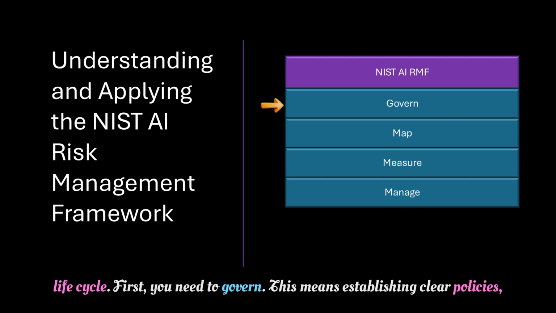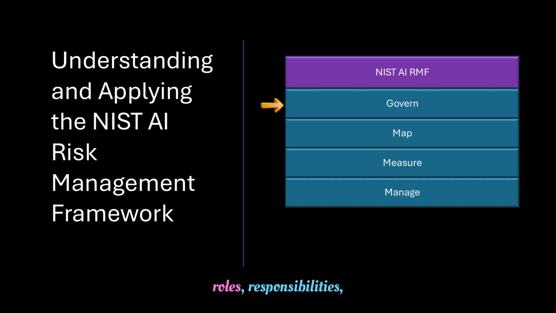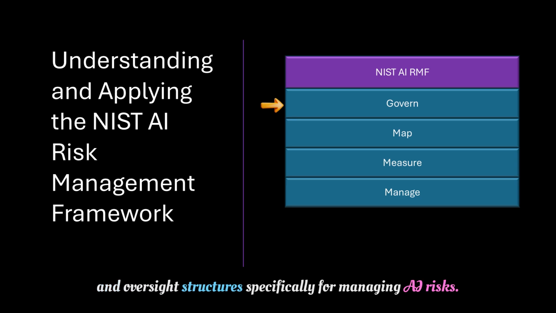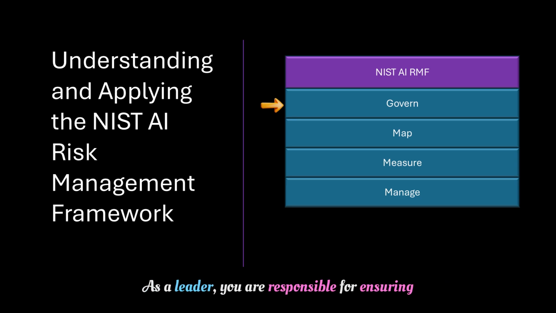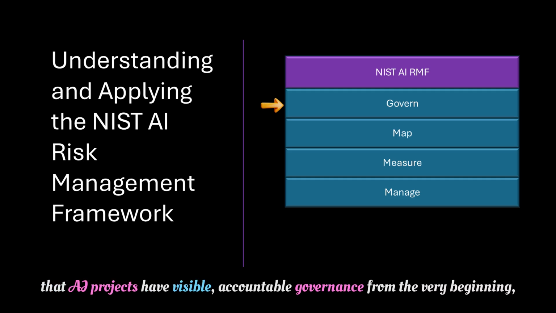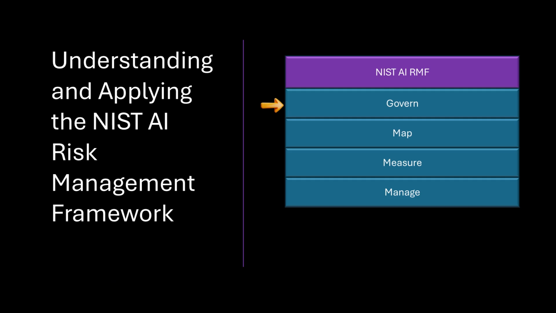First, you need to govern. This means establishing clear policies, roles, responsibilities, and oversight structures specifically for managing AI risks. As a leader, you are responsible for ensuring that AI projects have visible, accountable governance from the very beginning, not just when something goes wrong.